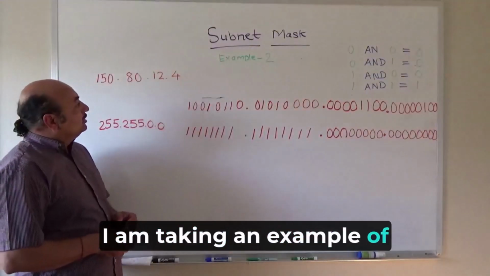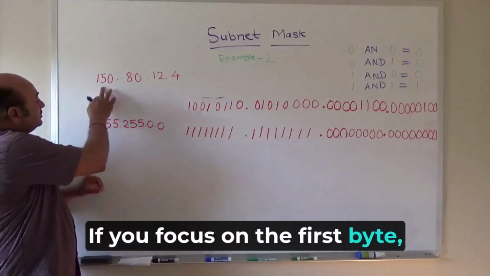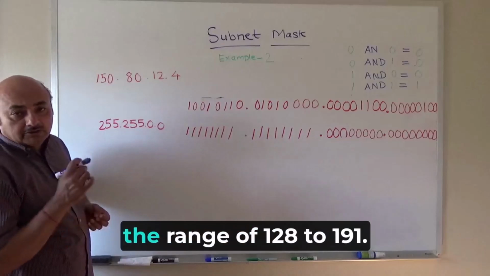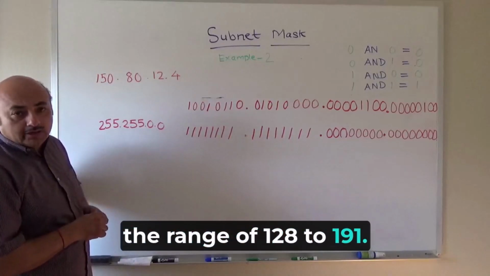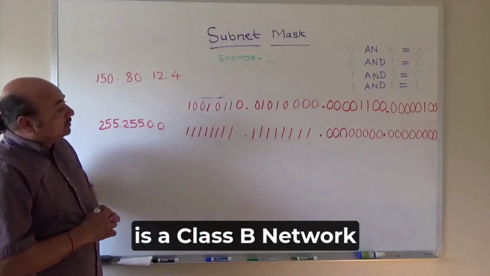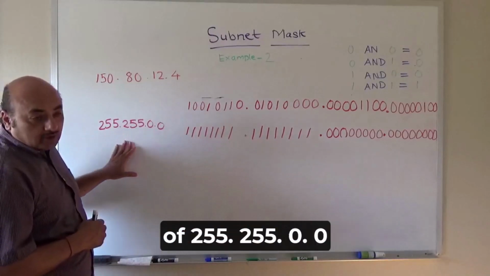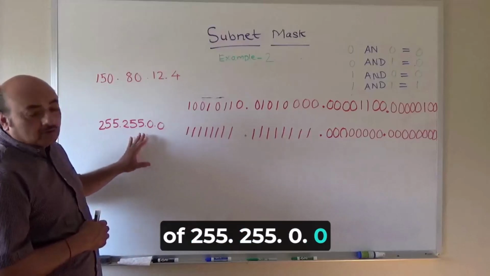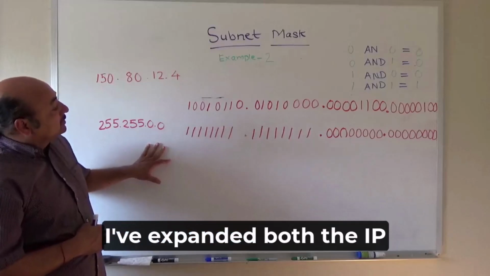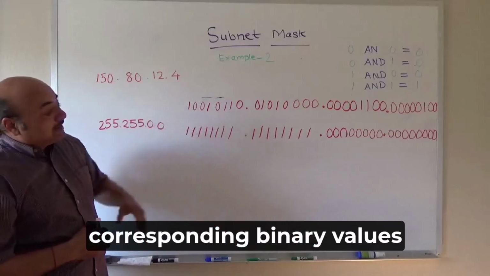I'm taking an example of another IP address. If you focus on the first byte, it is 150 and it falls under the range of 128 to 191. So that's the reason it is a class B network. And class B network, as we just studied, has a default subnet mask of 255.255.0.0.